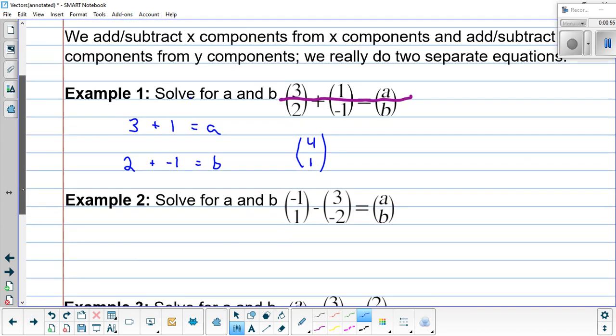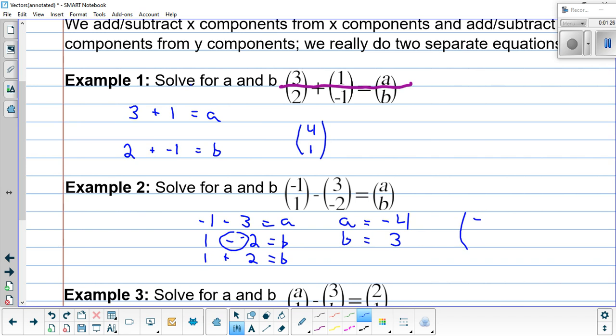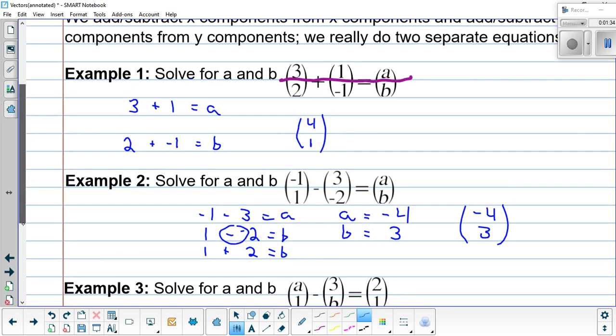Okay, so here we have solve for A and B. Well, we have negative 1 minus 3 equals A. Therefore, A equals negative 4, because negative 1 minus 3. And then secondly, we have 1 minus negative 2 equals B. Right? So if we notice, this will turn into a positive. So 1 plus 2 equals B. B equals 3. I always put them back into vector notation, in column notation, because if we have to plot this, it's really easy, or if we're asked to describe it or put it in column notation.